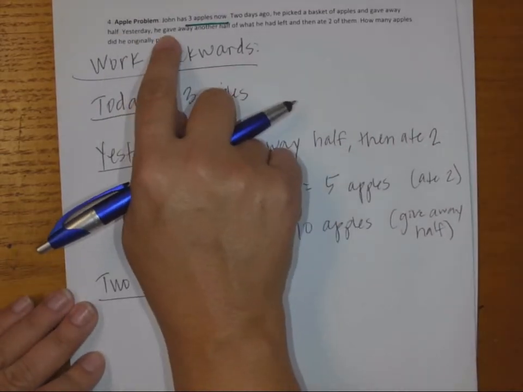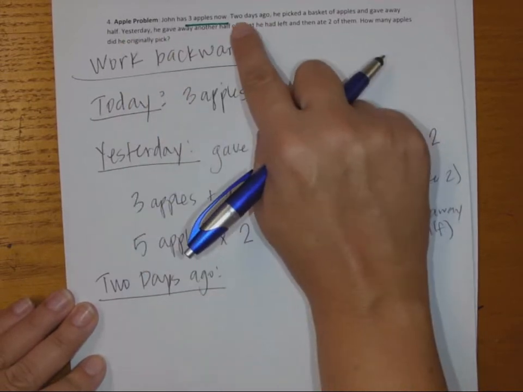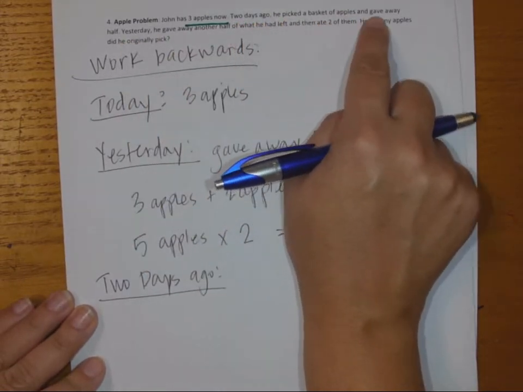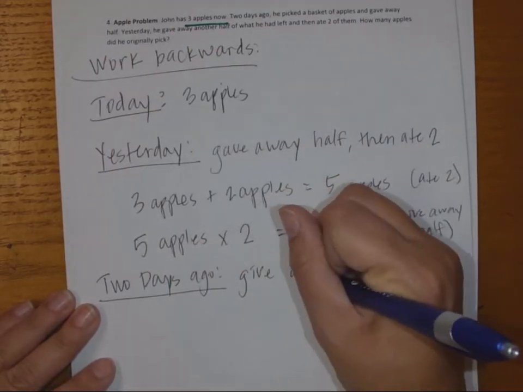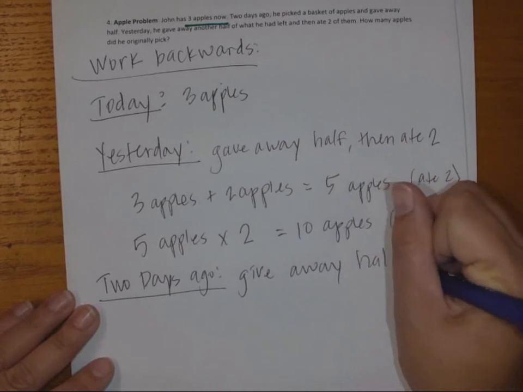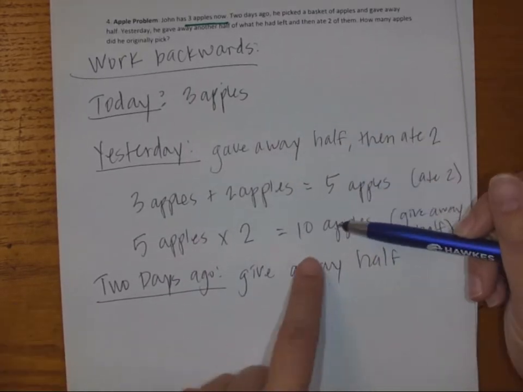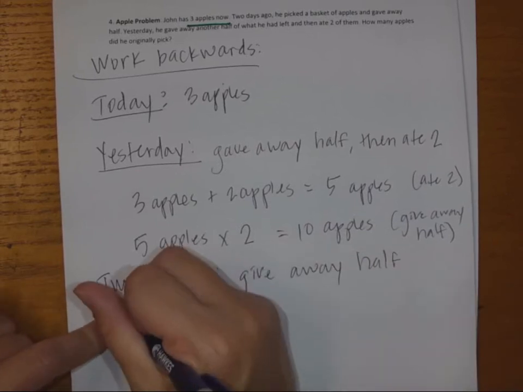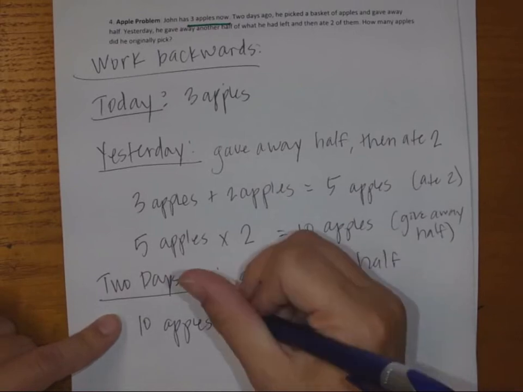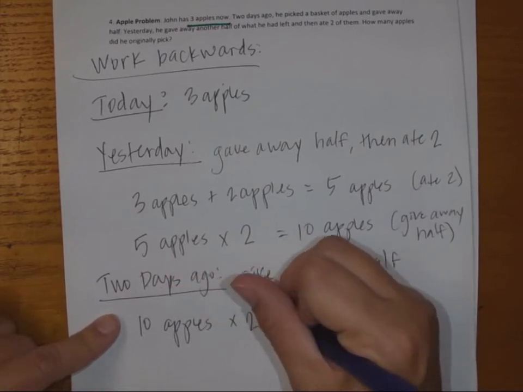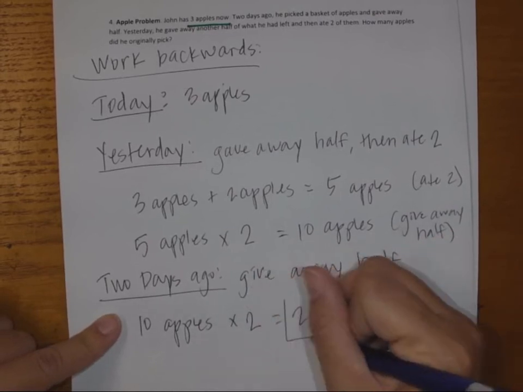Okay, so the problem says 2 days ago he gave away another half of what he had. Nope, that was yesterday, sorry. 2 days ago he picked a basket of apples and gave away half. So the only action he did here was give away half. Okay, so if I started yesterday with 10, that means 2 days ago I ended with 10 apples. The way I undo giving away half of them is multiplying by 2. So that means John started off with 20 apples.